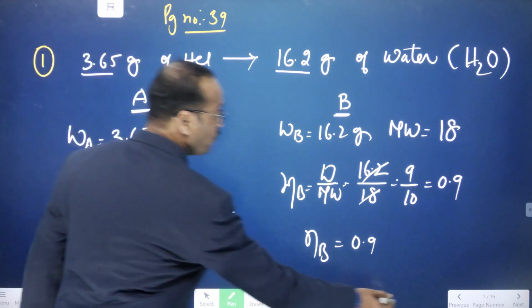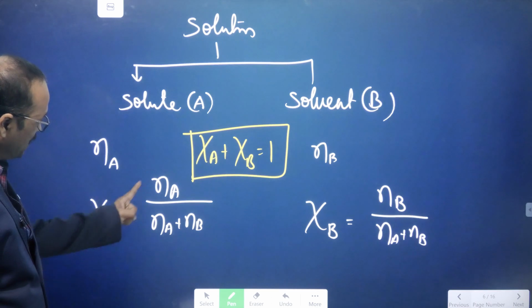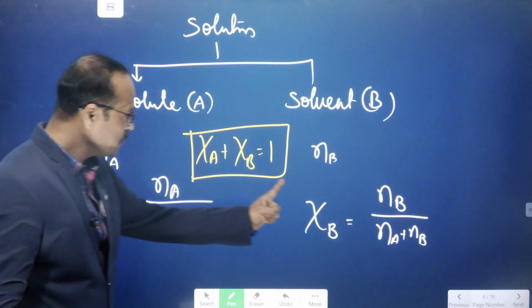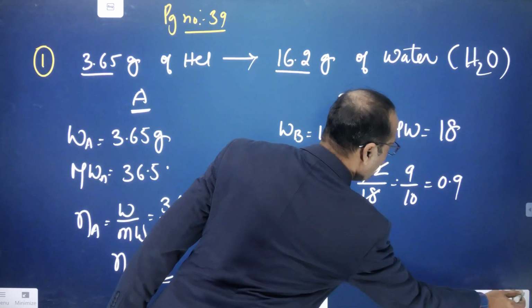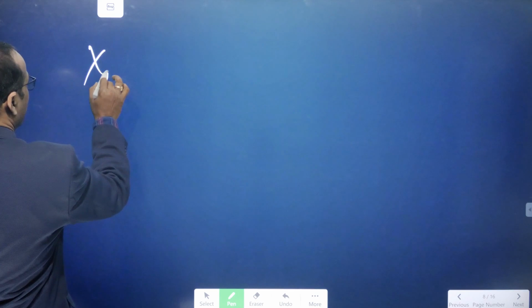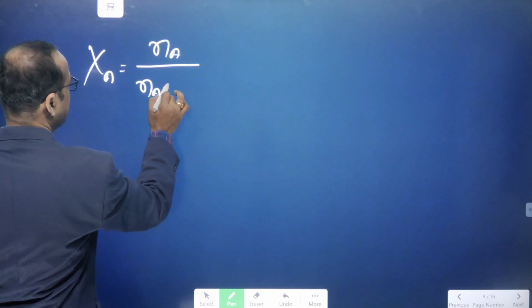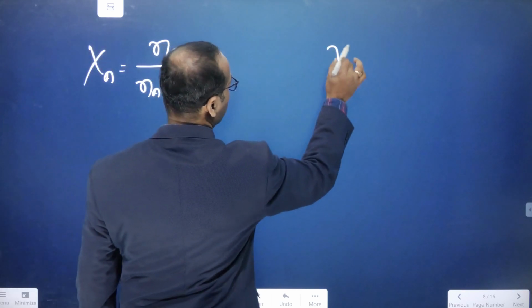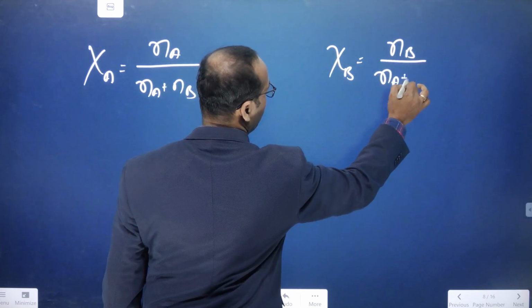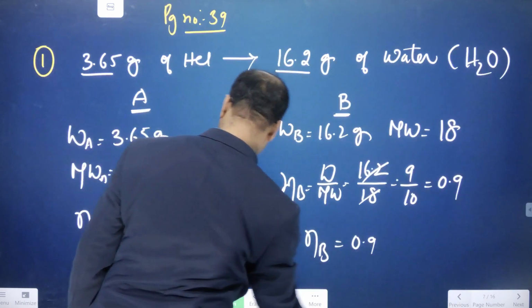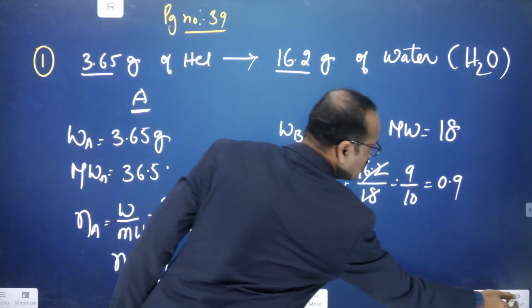Now what is the mole fraction formula? Mole fraction of solute is Na by Na plus Nb, and mole fraction of solvent is Nb by Na plus Nb, right? Now this formula I'll write here. Mole fraction of solute is equal to Na by Na plus Nb, and the mole fraction of solvent is equal to Nb by Na plus Nb, correct? Now what did I get here? Na is 0.1, Nb is 0.9. That I will substitute here.